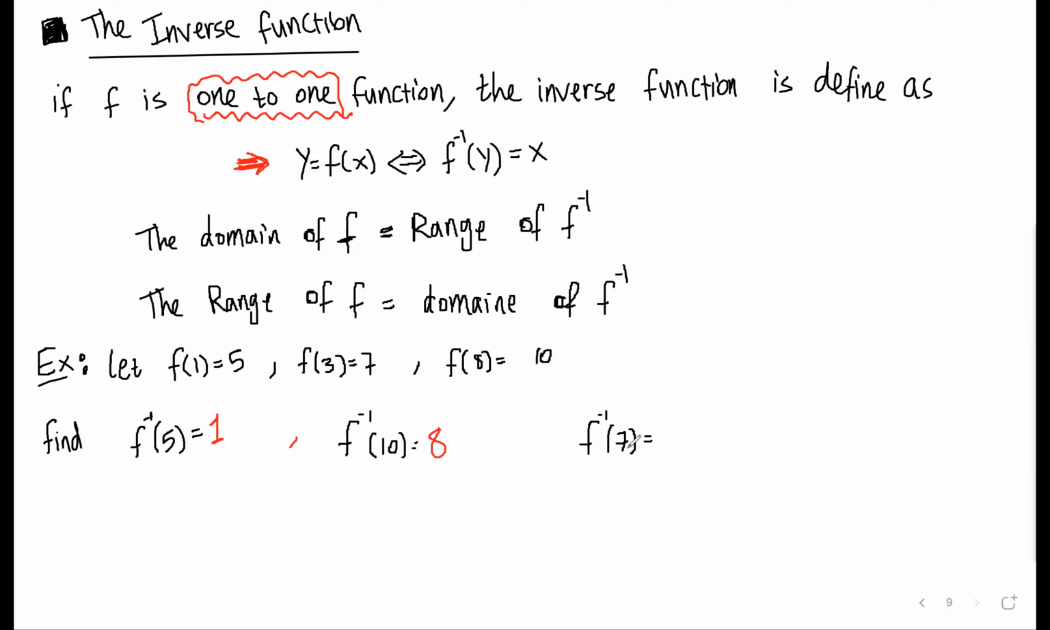Now for the last one, f inverse of 7. f of 3 equals 7. So f inverse of 7 is equal 3 exactly. How I know this? By using this definition. f of 1 equal 5. Y is 5. f inverse of 5 is equal 1, the x value.